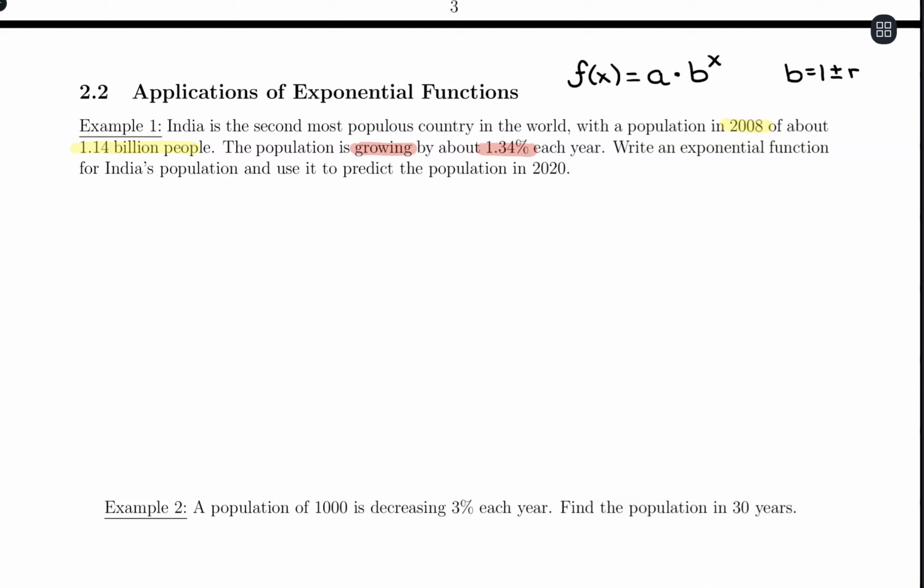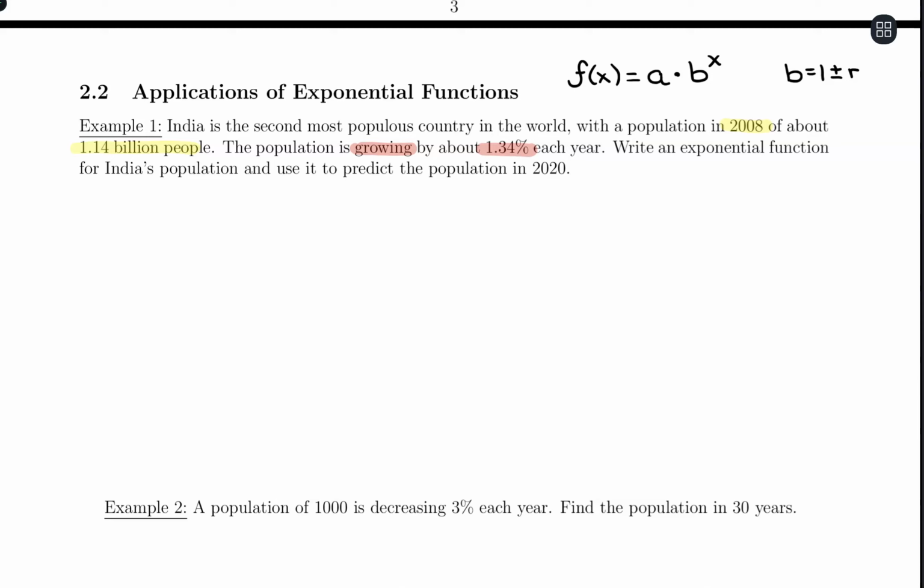So what that tells me is that when we find a value for b, it should be over 1. Because 1 is the idea of 100%. So if something's growing, it should have 100% plus some extra stuff. If we have exponential decay, what we should see is a number between 0 and 1, because we're taking some percentage away from 100%. All right, so we have this relationship of 2008 and 1.14 billion people.